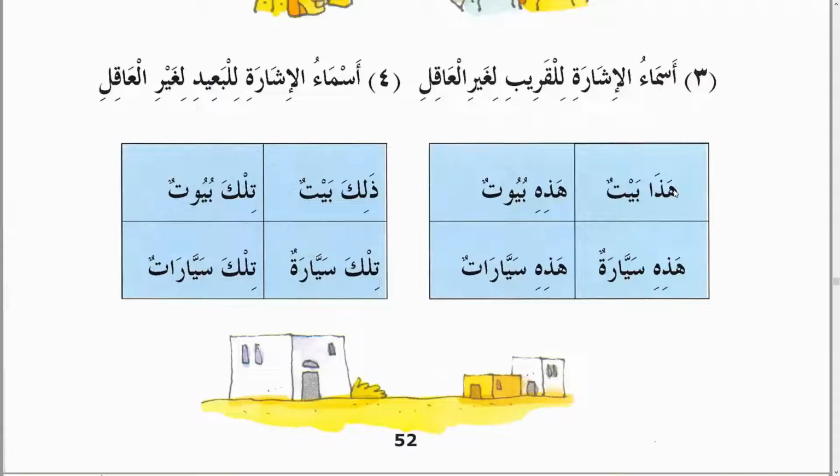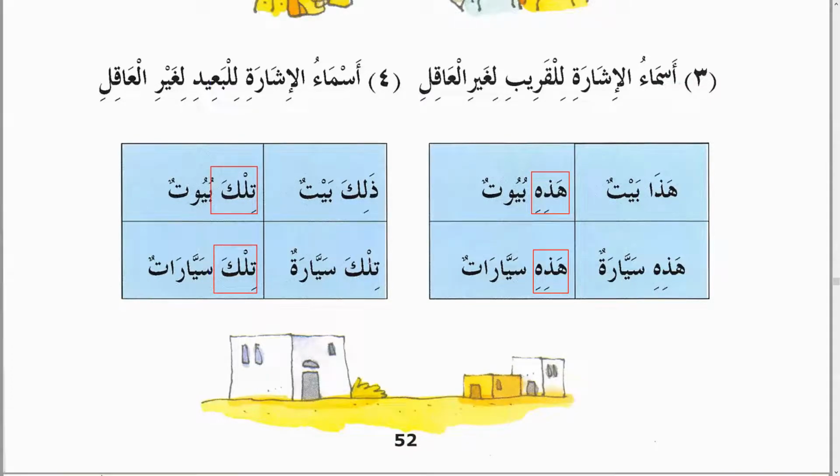what happens is instead of hada baytun, we will have hazihi buyut. We won't say haulai, right? And similarly, hazihi sayyaratun. This is hazihi because this is feminine, but this is again hazihi. Be it male or female, masculine or feminine, it will always be singular feminine, right? Similarly, zalika baytun, tilka buyutun. That is a house, those are houses. Tilka sayyaratun, tilka again.